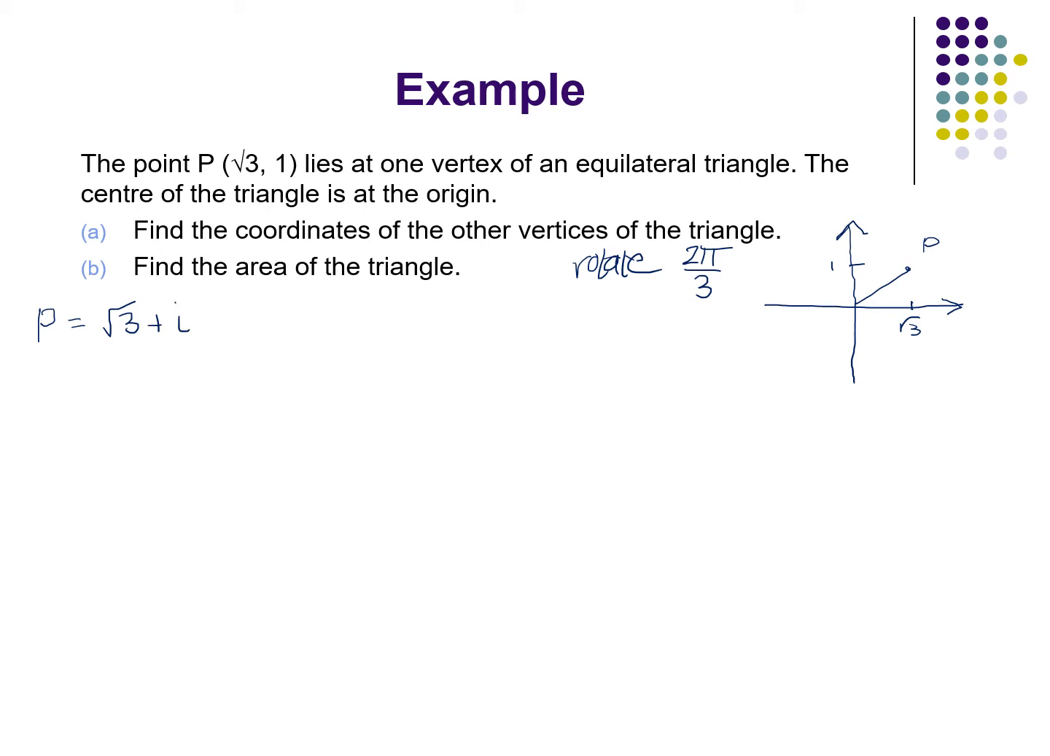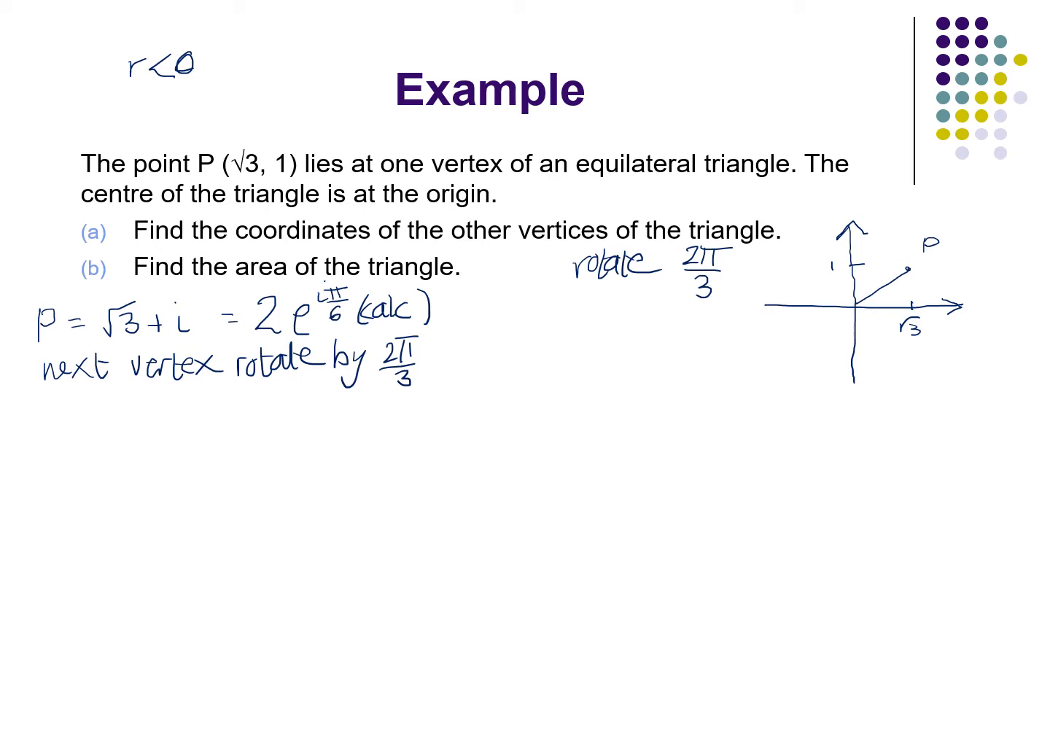Happy enough with that? I'm going to use my calculator to convert that into exponential form, 2e to the i pi by 6. Remember how to do it: you put it in complex number mode, you type in root 3 plus i, you press the option button, and then you're looking for that one. Do you remember that converts it? So to get to the next vertex, we need to rotate by 2 pi by 3. That's what we've decided to fit 3 vertices in.